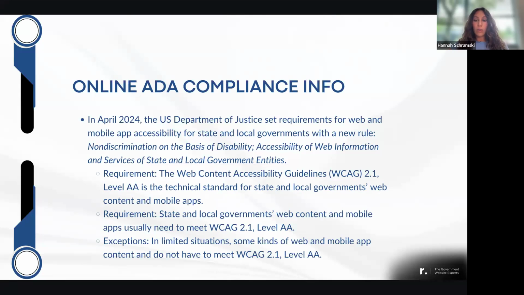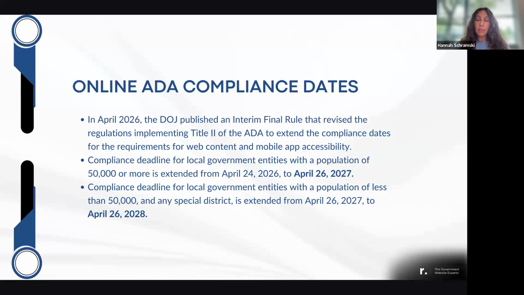So state and local governments, web content, and mobile apps, in most cases, need to meet WCAG 2.1 level AA. I say that because there are some exceptions. In limited situations, some kinds of web and mobile app content do not have to meet these WCAG 2.1 level AA standards, and we're going to talk about those exceptions. The online ADA compliance dates.